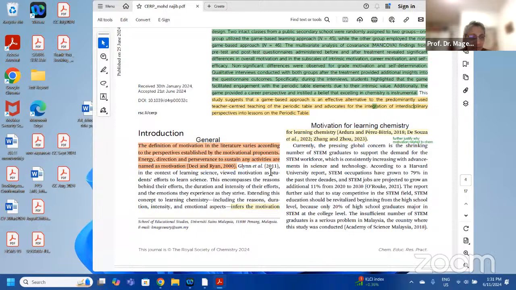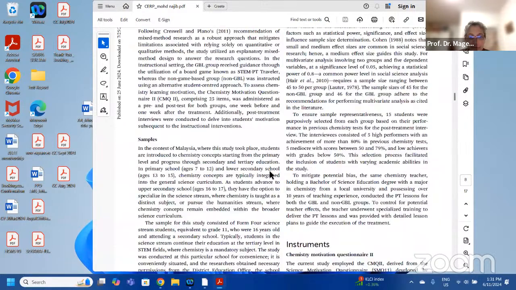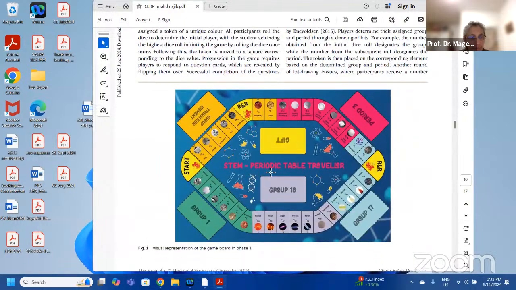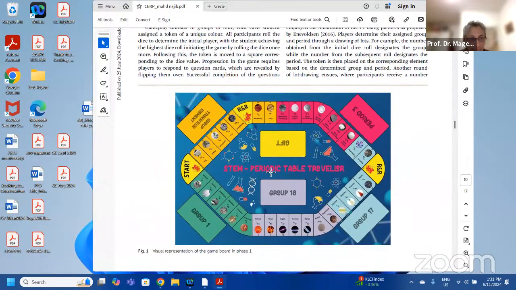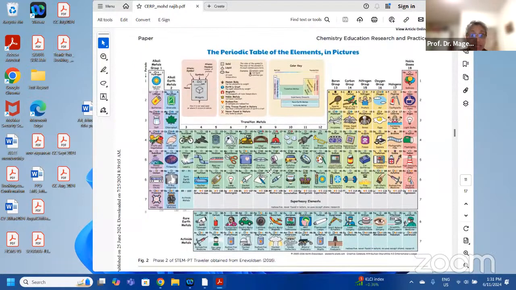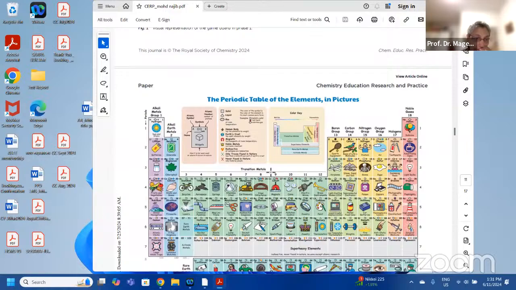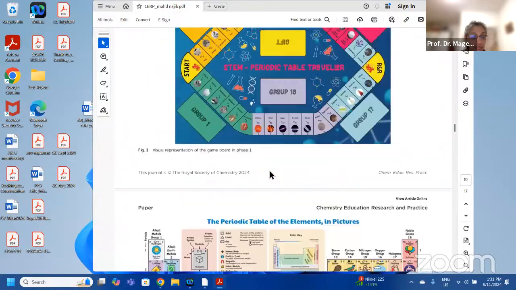Go on to measure effectiveness. Like the board game we made. The student produced a board game. The board game is like this. This is the board game. We developed it from scratch. But we didn't make the development a huge thing here. If I did it that way, I don't think I could reach the level of certification. This is STEM, and this is the periodic table board, and this is the STEM element. All this we developed ourselves.